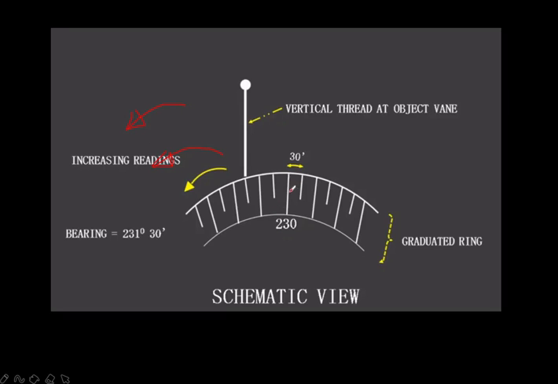Okay, so we have to see the procedure only so that we can understand the concept of this prismatic compass. So the least count of the prismatic compass is 30 minute, and this is the graduated ring, aluminum ring. So where the vertical hair comes or coincides with the graduated ring marking, that marking will tell the bearing of that line. So this is how the prismatic compass will work. So this was about the prismatic compass and its working procedure.